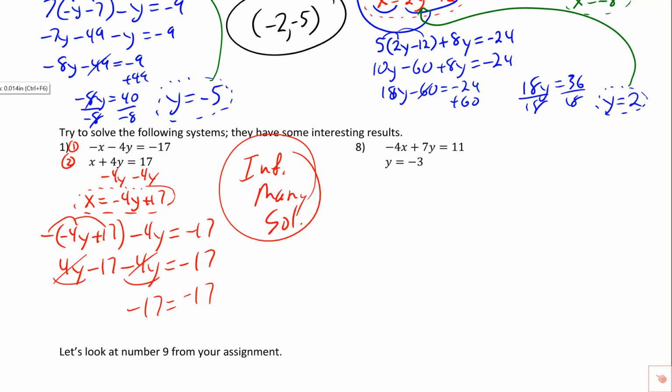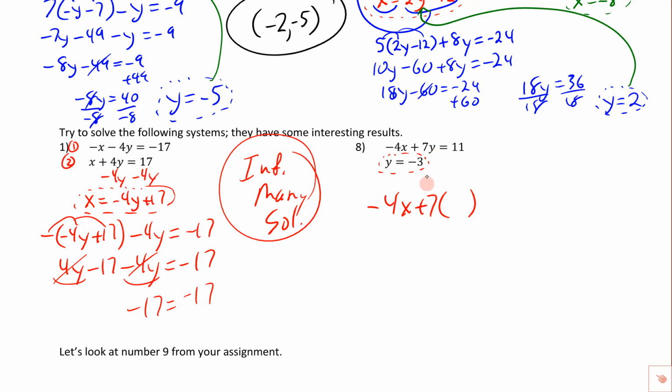Okay, let's take a look at the next one here. Notice this one's kind of cool. This one already has one of the variables for us. So I'm going to put a dotted circle around that right there. And we just substitute into the other one. So wherever there's a y, we're going to put a negative 3. So this is going to be negative 4x plus 7.